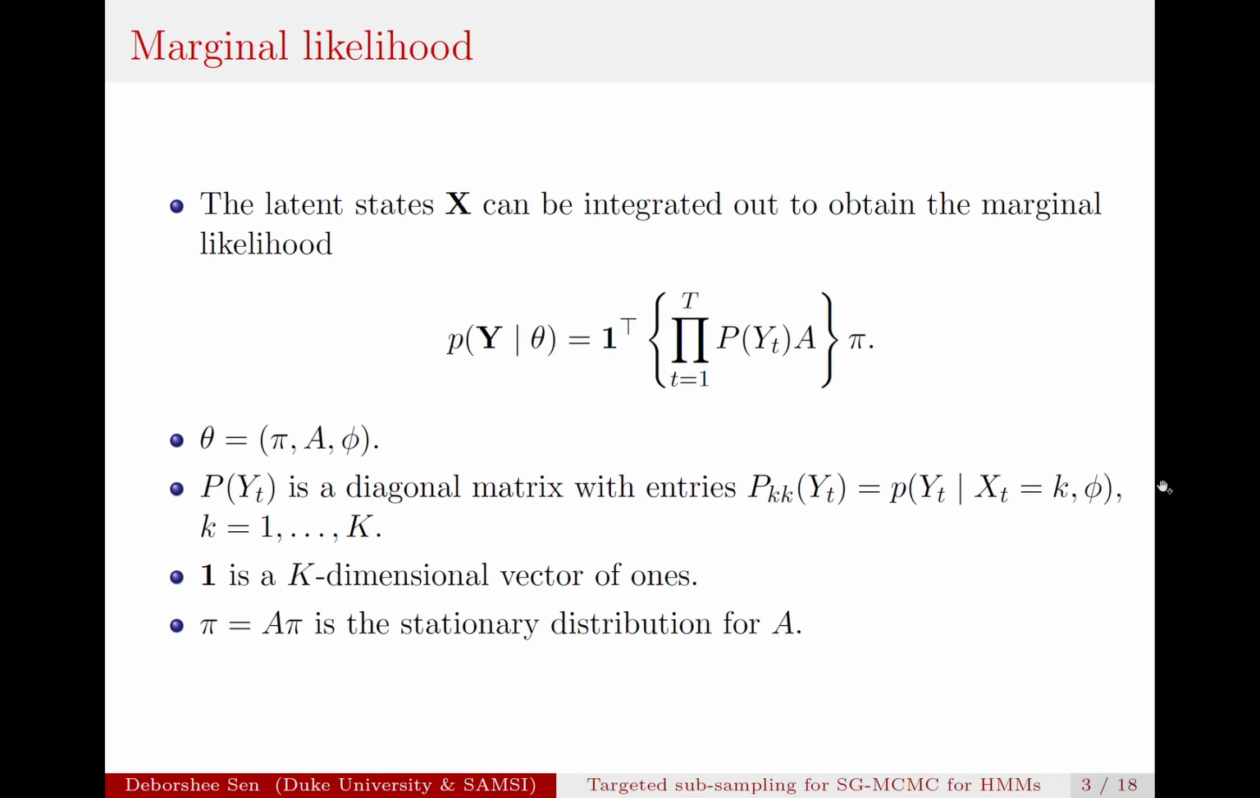Okay. In terms of that, the latent states x can be integrated out to obtain the marginal likelihood as follows. So it's this quantity. I'm not going to derive this, but what this slide essentially says is that you can obtain the marginal likelihood, which is a product of T terms, which is probably not surprising because you have to evaluate all the T observations anyway. So P of y_t is a diagonal matrix, and then you have 1, a vector of 1s, and so on. A is a stationary distribution. It's not terribly important what these quantities are, but the fact that you can obtain it is important.